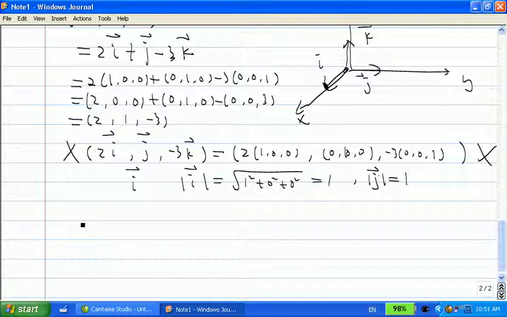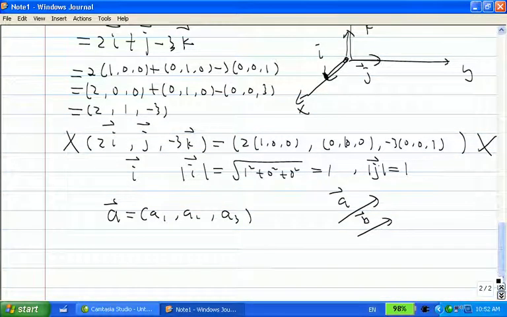Now let me ask you a question. I give you vector A, which is (A1, A2, A3). I give you a vector means I give you a triple. Its magnitude may not be 1, okay? Now I'm looking for a vector B. Vector B has the same direction as vector A, however, its magnitude is 1. So the question is, how do we find vector B?